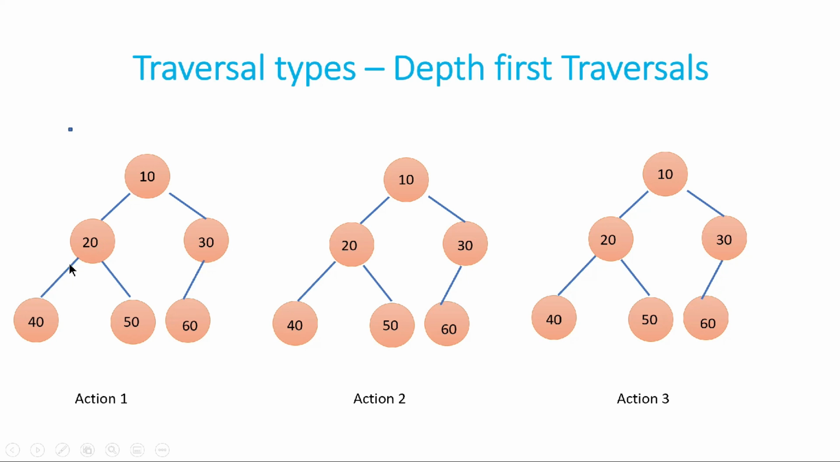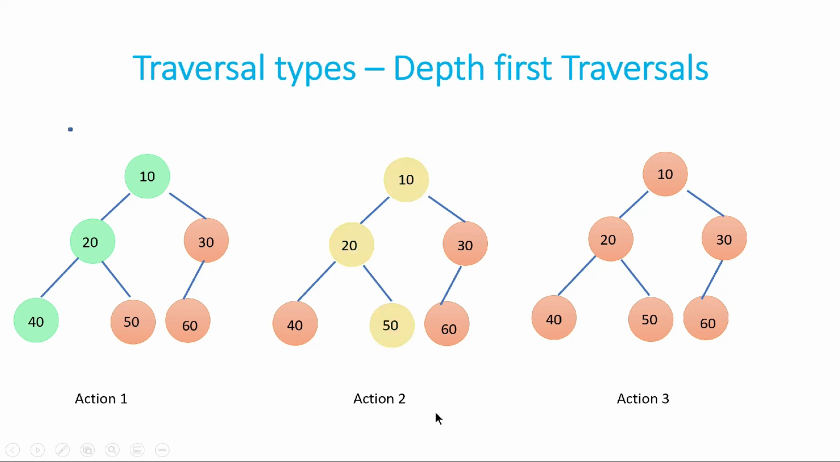Now let's say it has started exploring the left path. Then we'll move to 20. From 20 again, there are two paths. We'll choose one. We chose the left path, so we move to 40. This is the path that we have traversed: 10, 20 and 40. Since there are no further nodes after 40, we'll backtrack. From 40, we come to 20. From 20, we have already explored 40, so we'll choose the other path, the right reference, and move to 50.